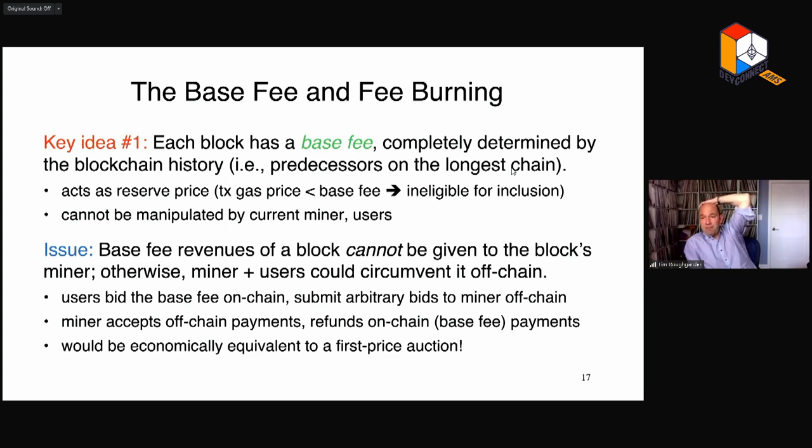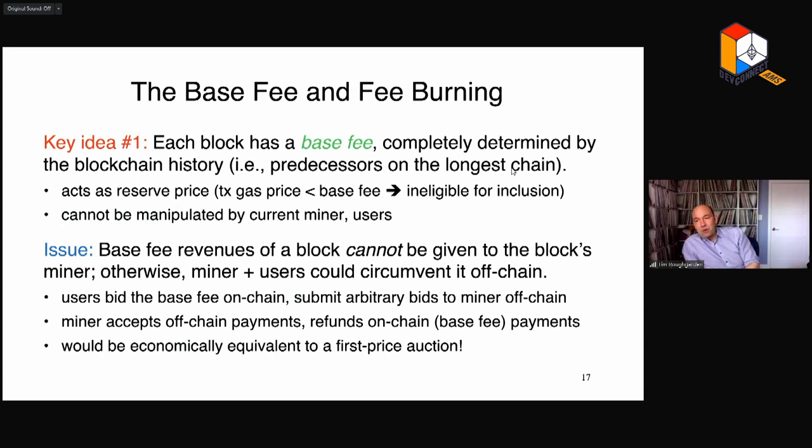If the current base fee is 100 Gwei and someone wants to be included but only wants to pay 50 Gwei, the block producer can say, go ahead and bid 100 Gwei on chain so that you're eligible, and I'll refund you 50 Gwei per unit of gas off chain. Then it's like there's no reserve price at all. As many of you know, EIP 1559 burns all of the revenue generated by the base fee. The game theory does not dictate burning, but it does dictate that it cannot go to the producer of that block.